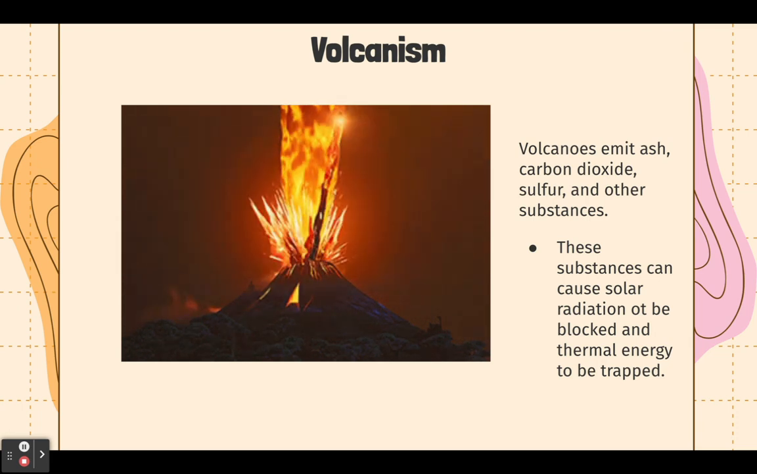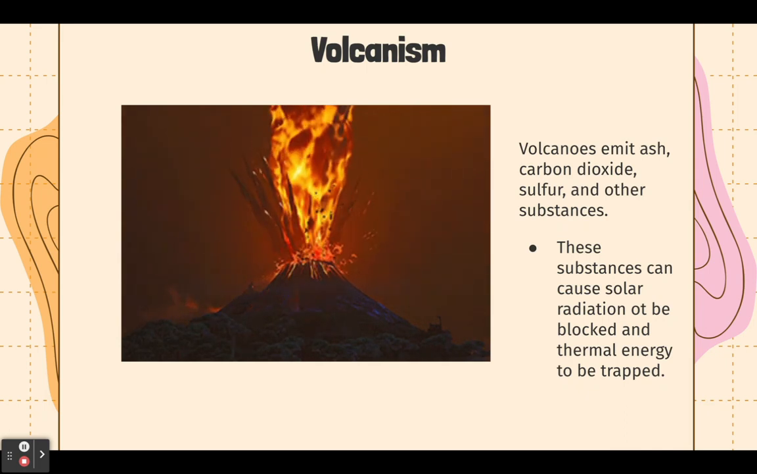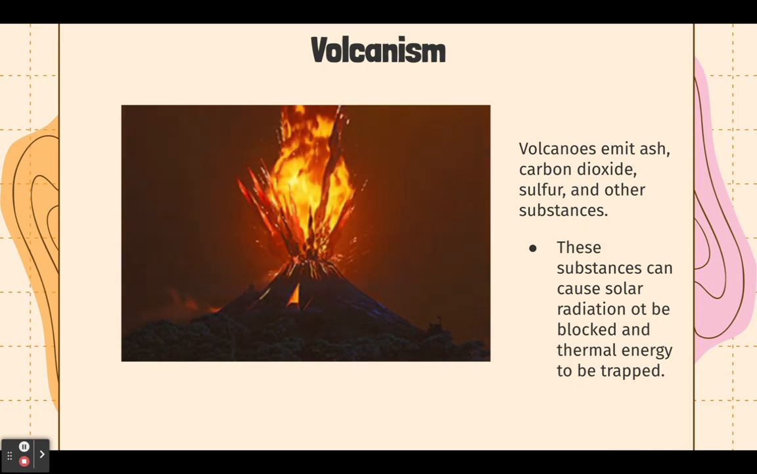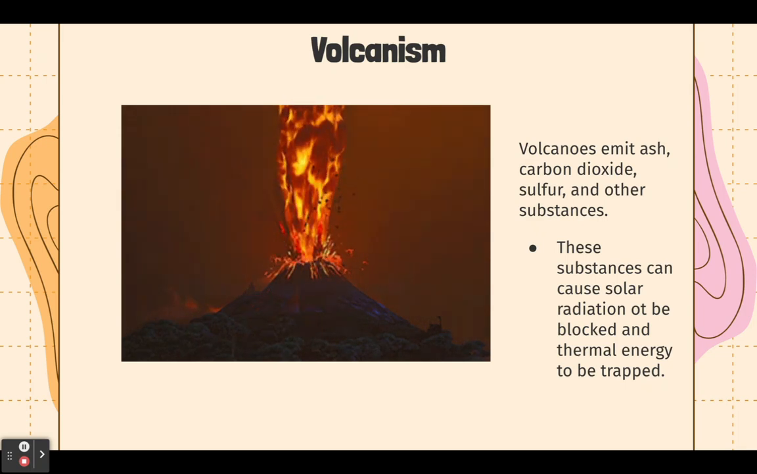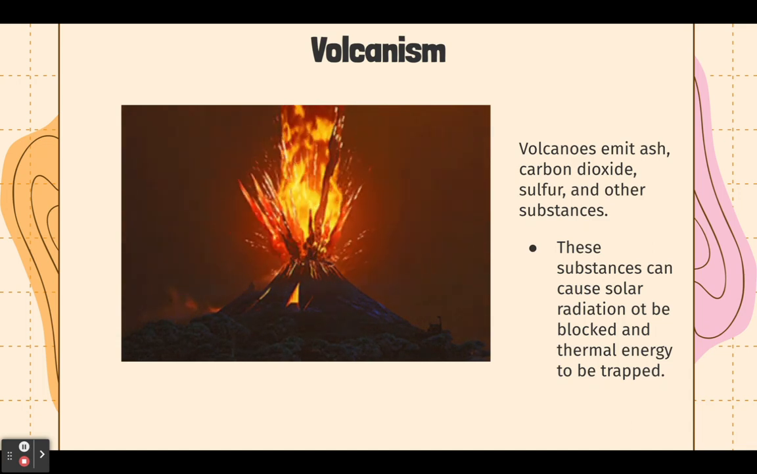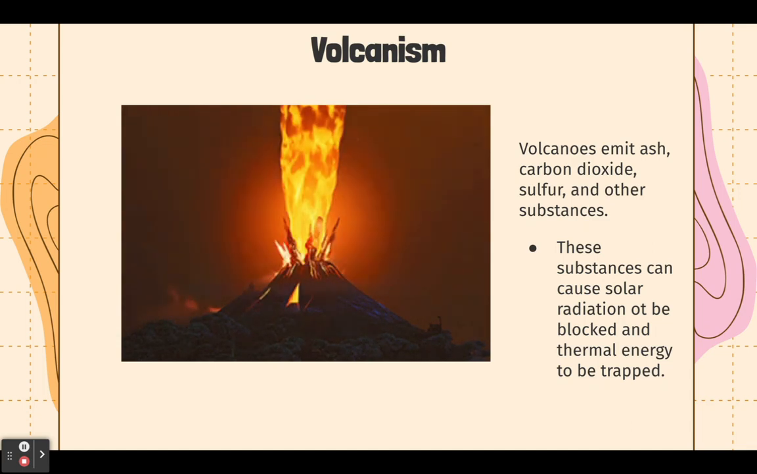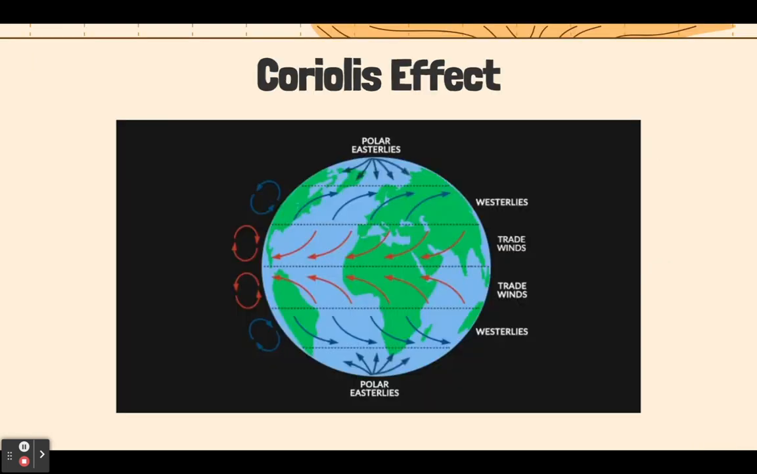Also, some sulfuric substances can mix with water vapor and they can make really reflective particles in the sky, which can reflect solar radiation back out into space. We talked about how solar radiation is reflected on the Earth and absorbed. So the sulfur particles can increase the reflection of solar radiation back out, which would reduce the energy we get.